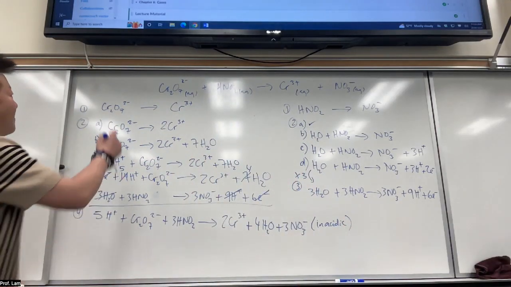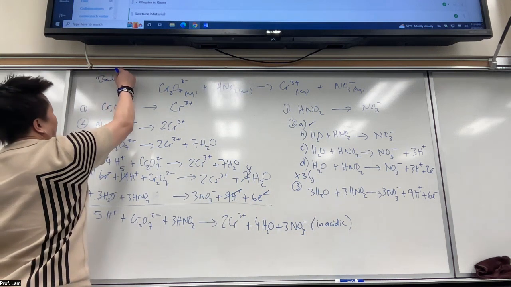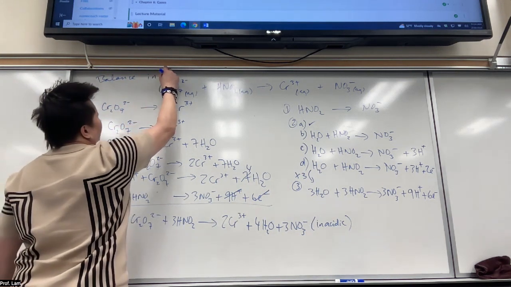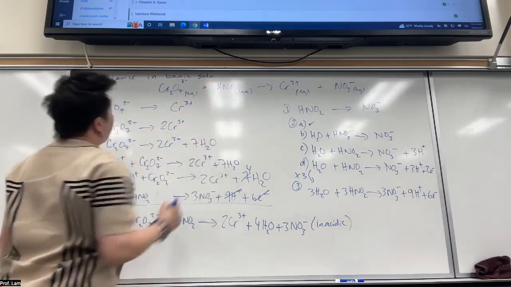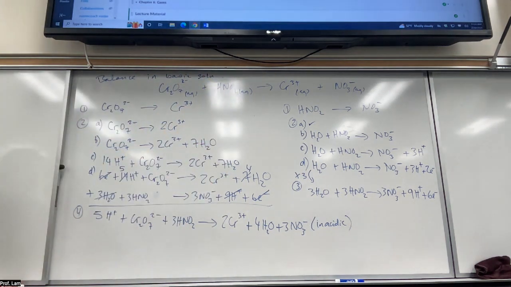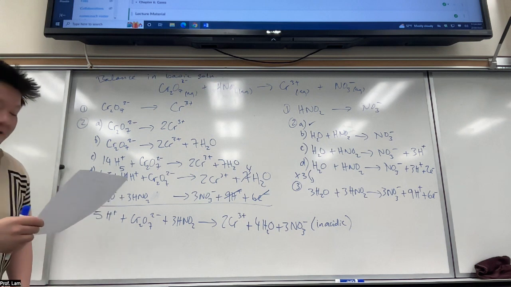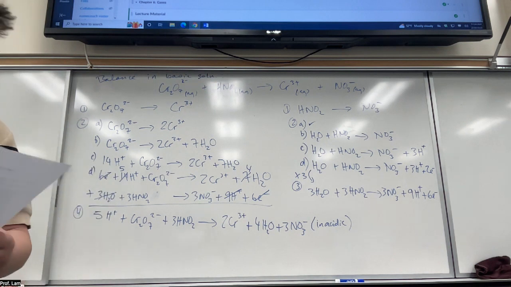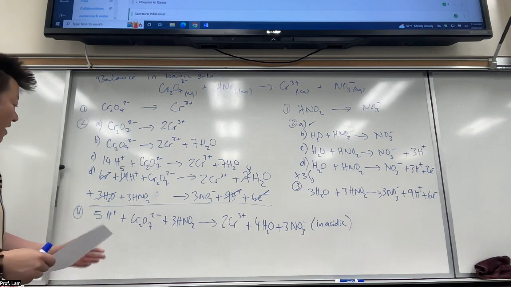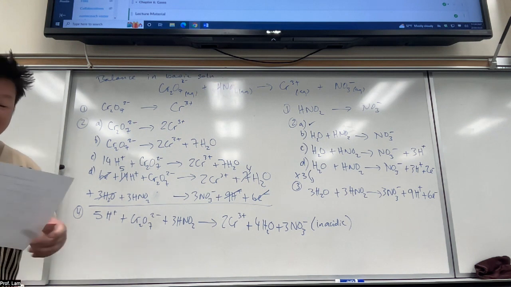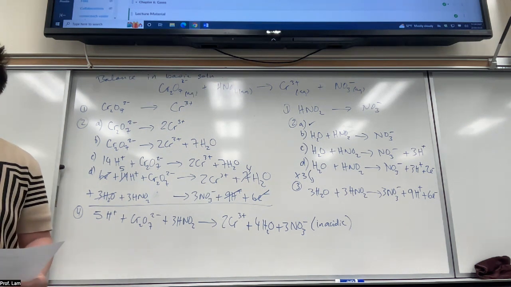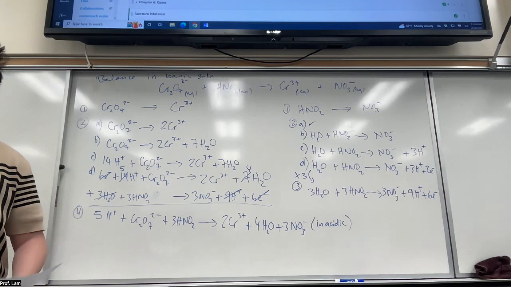Okay. But what if this problem says balance in basic solution? You follow the rest of the steps. Okay, so let's do it. So it says in basic solution, you still have water, right? But you don't have H plus because this is acidic, isn't it? So in basic solution, you have hydroxides. That's what a base is, okay?